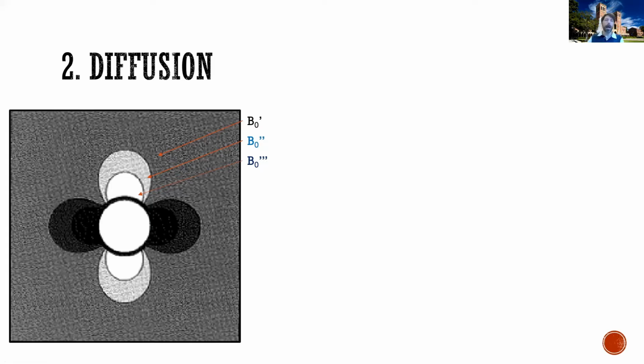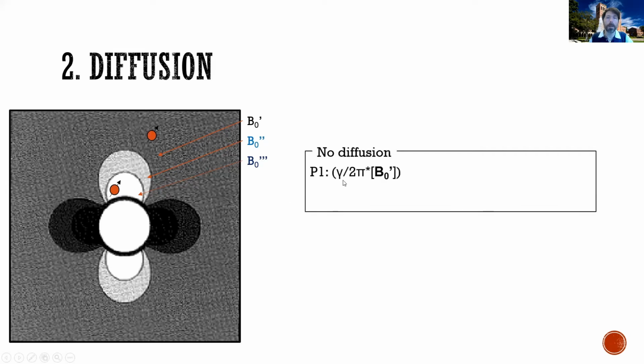But for our purposes, these are numbers that indicate the strength of the magnetic field. So now, let's say we have two protons. One is out here, and one is in here. At what radio frequency, what is the Larmor frequency of these two protons? Well, proton 1 out here is going at gyromagnetic constant over 2 pi times B0 prime, so times whatever is the strength of the magnetic field here. How about this proton? Well, this proton is resonating at gyromagnetic constant over 2 pi times B0 third.